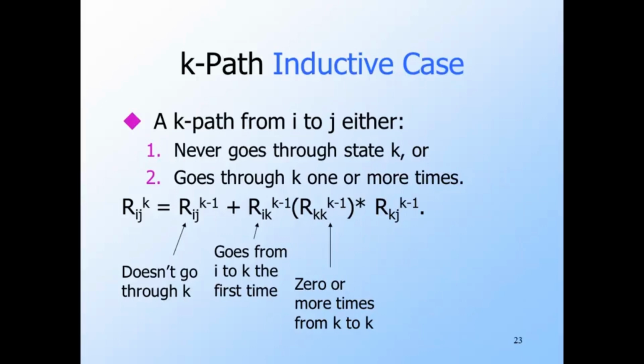It generates the labels of all paths that go from state k to state k 0 or more times, with those paths not passing through any state k or higher. Finally, we concatenate with the language of the expression R_kj super k minus 1. That generates the labels of all paths from state k to state j that do not pass through state k or higher.